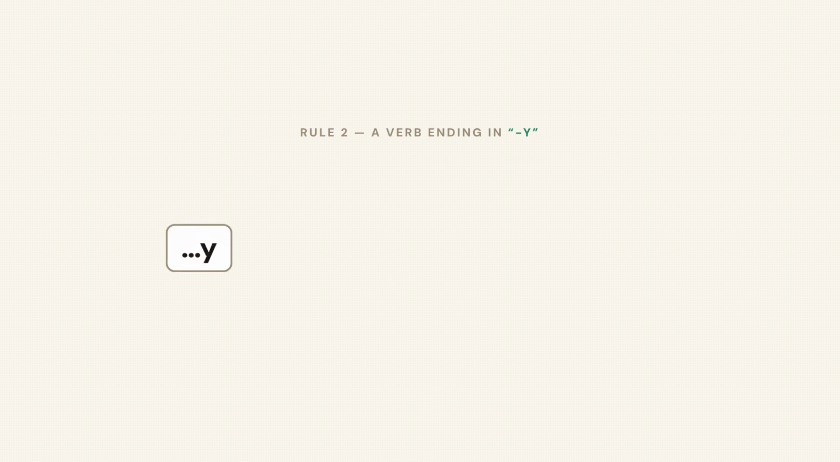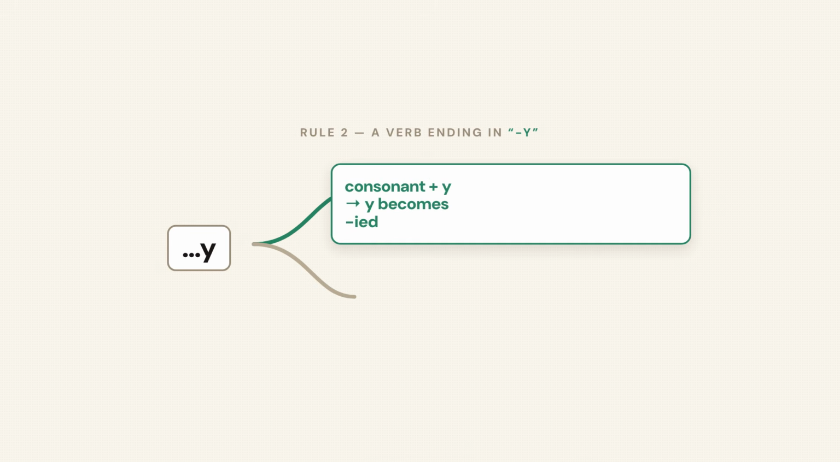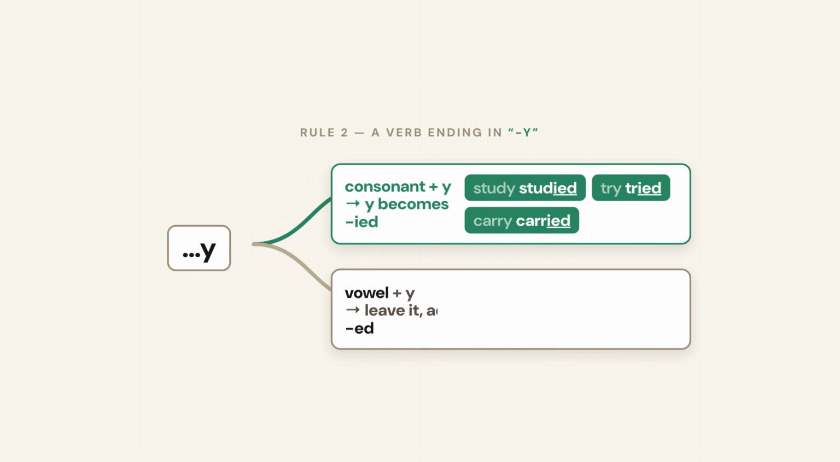If the verb ends in a consonant plus Y, change the Y to IED. Study becomes studied. Try becomes tried. Carry becomes carried. But if there's a vowel before the Y, leave it alone and add a normal ED. Play becomes played. Enjoy becomes enjoyed.